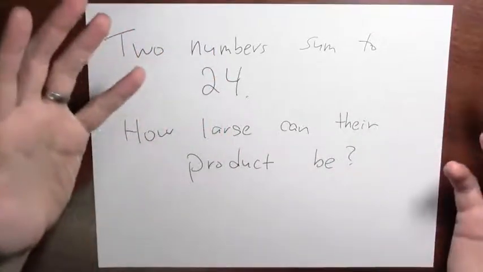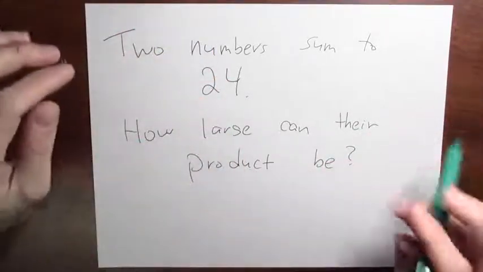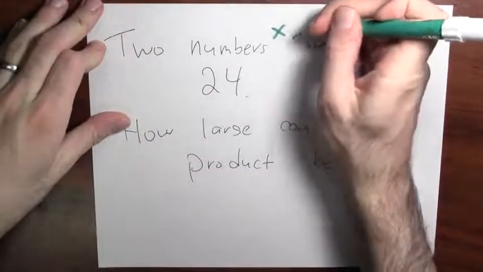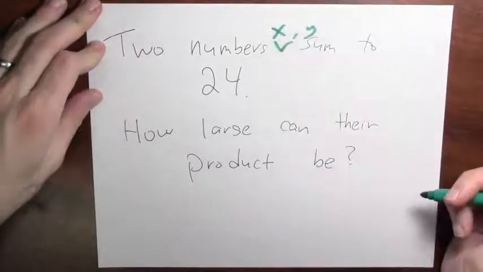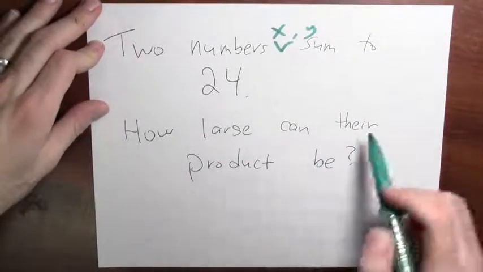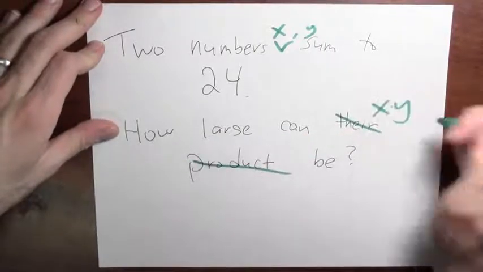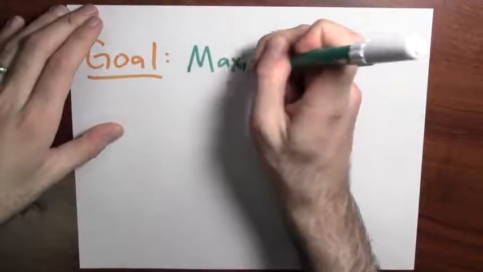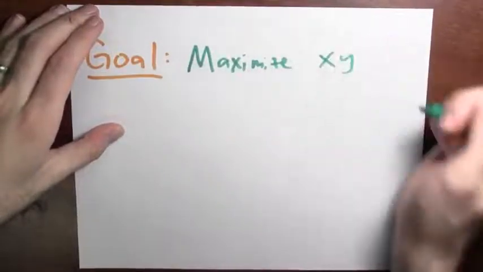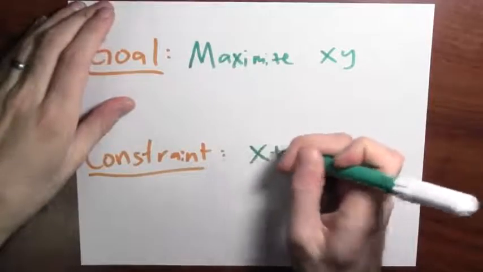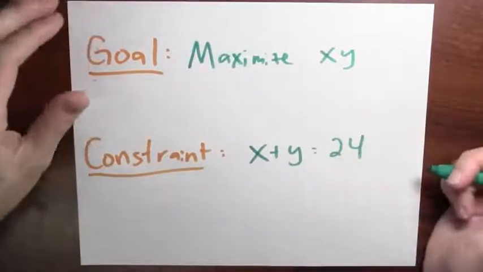Okay, maybe I can't draw a picture in this problem, but at least I can label things. So instead of just saying two numbers that sum to 24, let's give them a name. Two numbers x and y, which sum to 24. And instead of just saying how large can their product be, I can say how large can x times y be. So what's the goal? Well, my goal here is really just to maximize the product. So maximize x times y. And there's a constraint. The constraint is that x and y have to add up to 24. So I'll write that as x plus y equals 24.